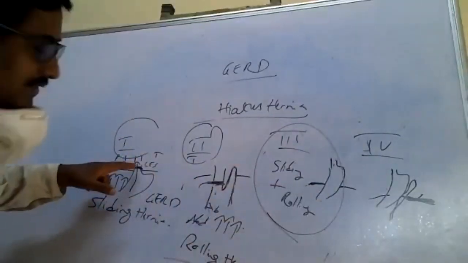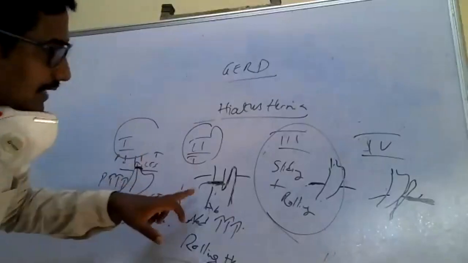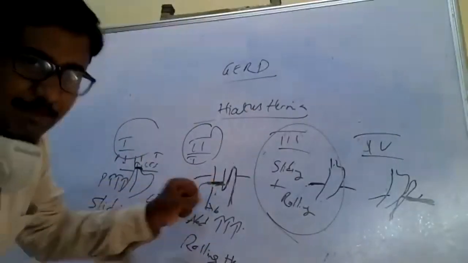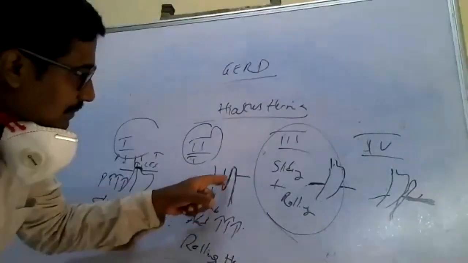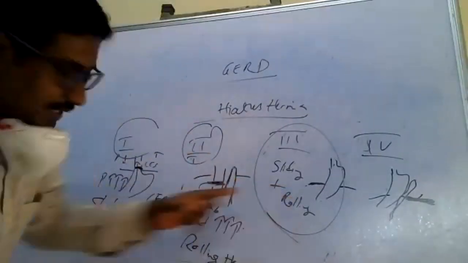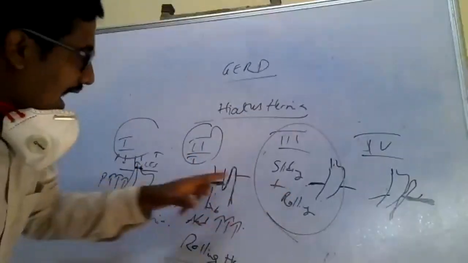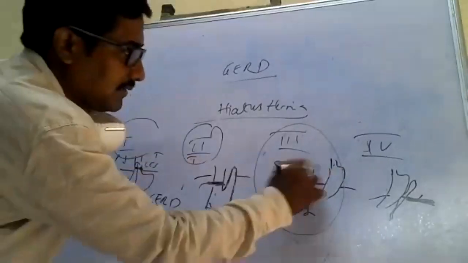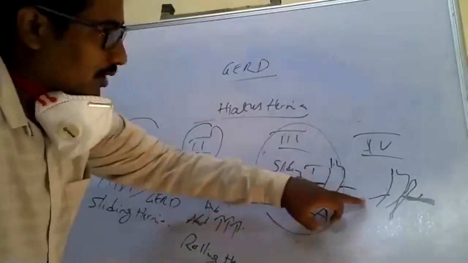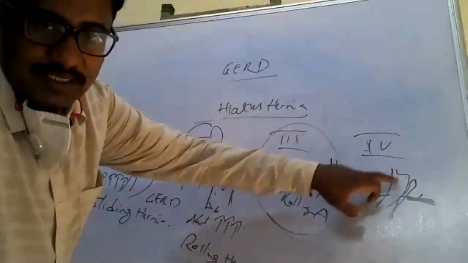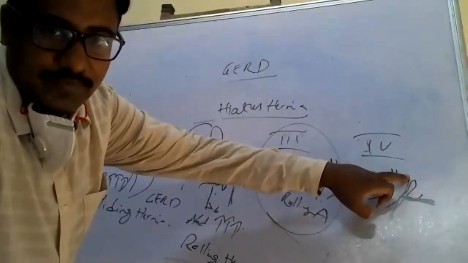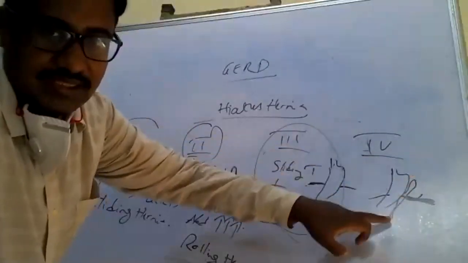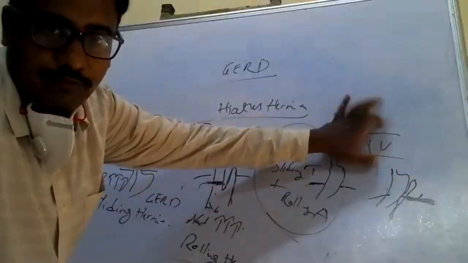Type 1, the lower esophageal sphincter enters into the thorax. Type 2, the lower esophageal sphincter is present in the abdomen, so abdominal pressure will compress it. Only the stomach is entering into the thorax. Type 3, the lower esophageal sphincter and stomach both will enter into the thorax. This is the thorax, this is the abdomen. Type 4, the lower esophageal sphincter, cardia part of the stomach, along with intestine, some small intestine or large intestine, if it enters, it is called type 4.